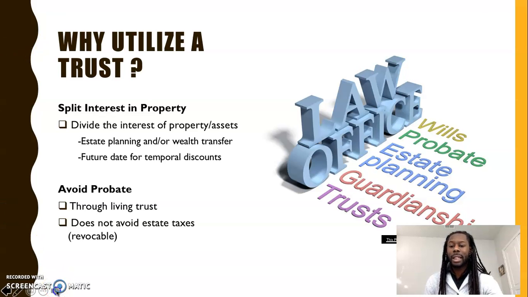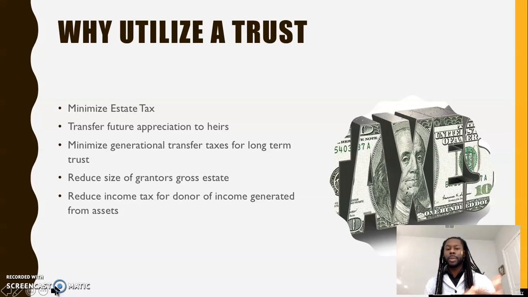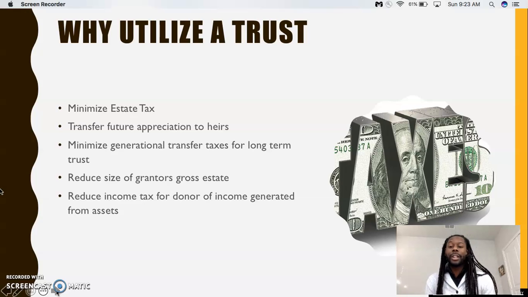Moving to the next slide, I'll continue going forward and we'll talk about why to utilize a trust. As stated before, I think the major and most obvious benefit to utilizing a trust is to minimize the estate taxes for the grantor. The grantor can also take advantage of transferring future appreciated property or assets to their heirs. This also helps to avoid paying undue taxes and different fees associated with transferring the property if you have it inside of a trust.